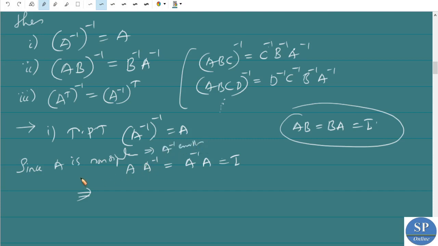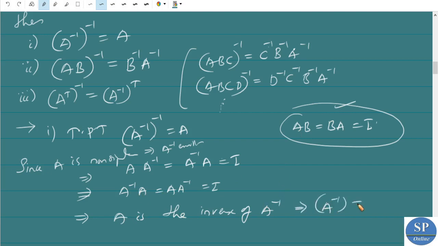So we have A into A inverse equal to A inverse into A equal to I. That means A inverse is the inverse of A and A is the inverse of A inverse. That implies A is the inverse of A inverse. That is, we found a B such that B equals A, with A inverse into B equal to B into A inverse equal to I. So we can replace B in this case by A. So A is the inverse of A inverse, and (A inverse) inverse equals A. That is the first case.